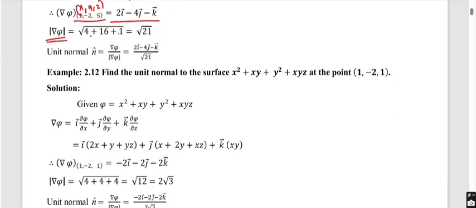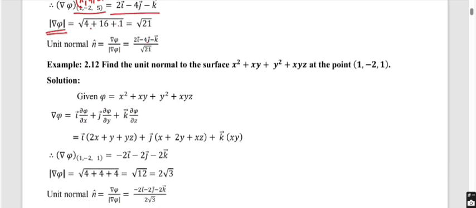The second problem is also related to unit normal vector. Here find the unit normal vector to the surface x square plus xy plus y square plus xyz at the point 1 comma minus 2 comma 1. Here we take the surface as phi. This is phi. Phi equal to x square plus xy plus y square plus xyz. From this phi we find del phi.